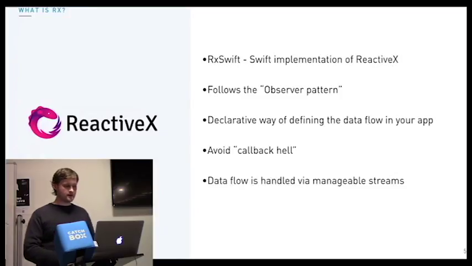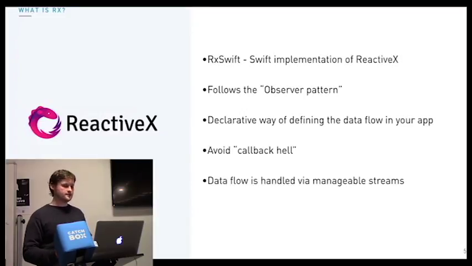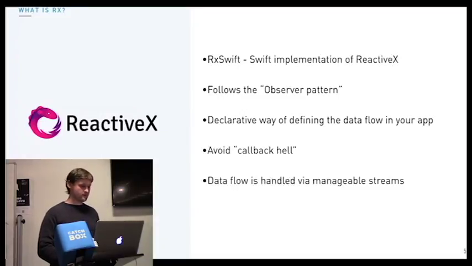And essentially what Rx is, it's a declarative way to define the data flow in your app and the way to handle events and timing in a nutshell. It helps us avoid callback hell, which I'm sure everyone here has experienced at some point. And really the most important concept in Rx is the idea of streams. So basically a stream is just a series of events over time. So you could have a stream of anything. It could be a stream of primitive type or custom type.